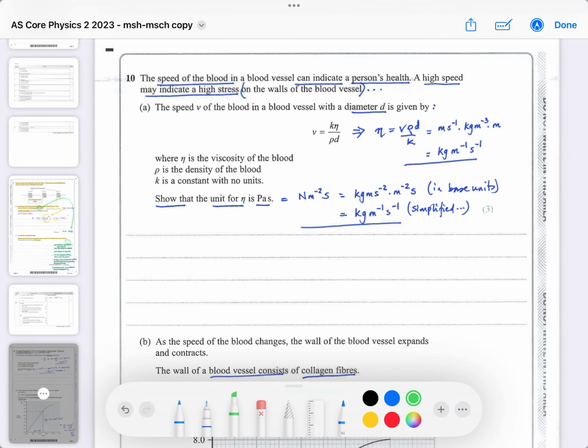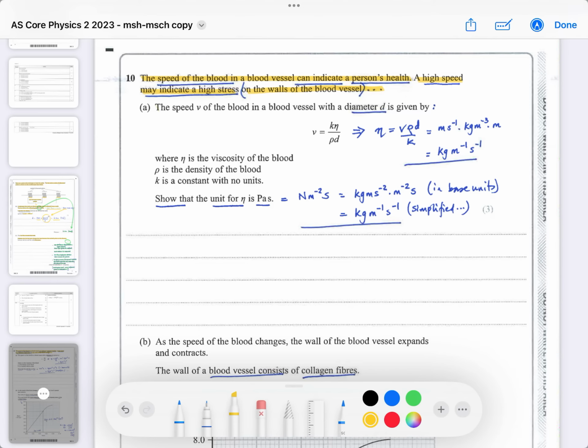Question 10. The speed of blood in a blood vessel can indicate a person's health. A high speed may indicate a high stress on the walls of the blood vessel. So you can see the way I've underlined things when I'm reading it. I'm making sure my reading is active rather than passive, and I don't miss any key words. The words I'm underlining are thoughts going through my brain, and this is called active reading.